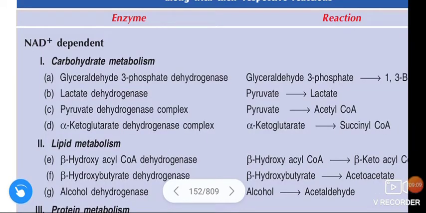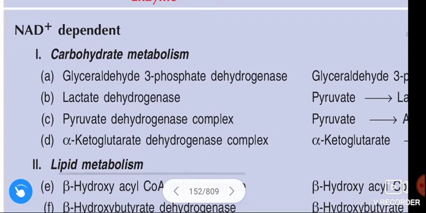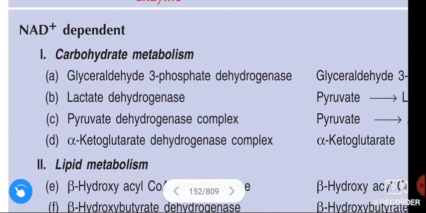See here, NAD plus dependent enzymes of carbohydrate metabolism. First, glyceraldehyde 3-phosphate dehydrogenase, lactate dehydrogenase, pyruvate dehydrogenase complex, alpha ketoglutarate dehydrogenase complex. These are the four enzymes of the carbohydrate metabolism that depend on NAD plus. See once again.